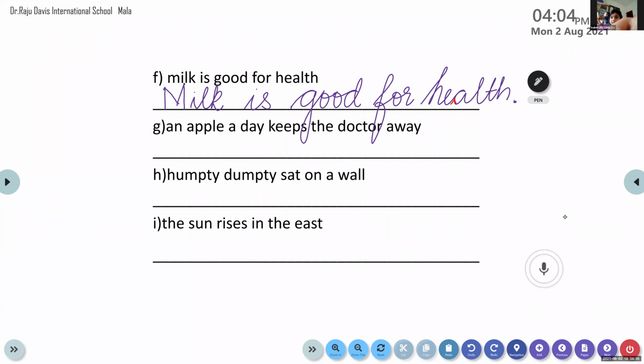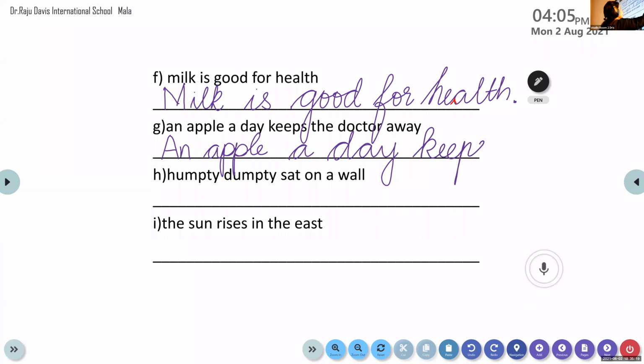An apple a day keeps the doctor away. So, we have to begin the sentence with a, capital. Very good. Begin the sentence with a capital letter. Okay, an apple. Please do write it. An apple a day keeps the doctor away.